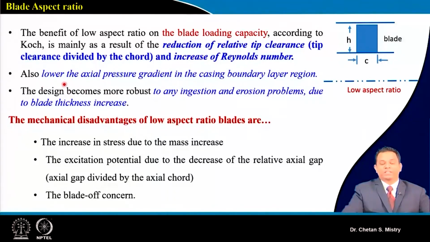Also, a lower axial pressure gradient in the casing boundary layer is a benefit of the low aspect ratio blade. Most importantly, people started saying it is more robust to ingestion and erosion problems, because our blade thickness is larger. Just understand, when we discuss an aerofoil, the maximum thickness is always defined in terms of chord. We say the T by C ratio. So when I increase my chord, automatically the thickness of the blade increases. That improves the thickness, or radius, at the leading edge, and in the same way it improves the radius at the trailing edge.